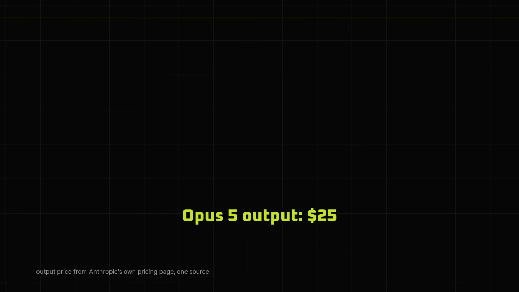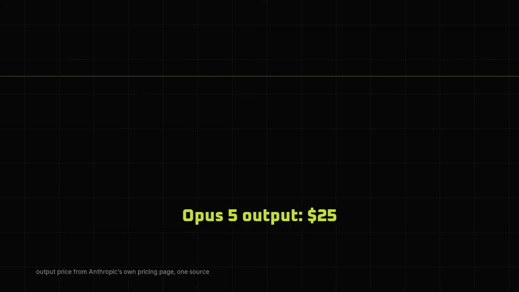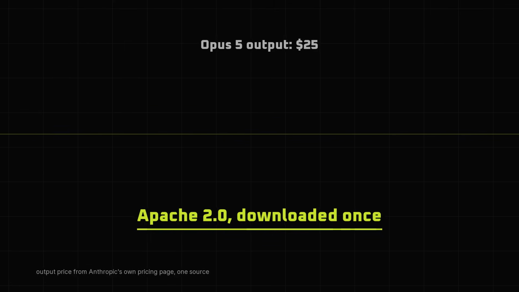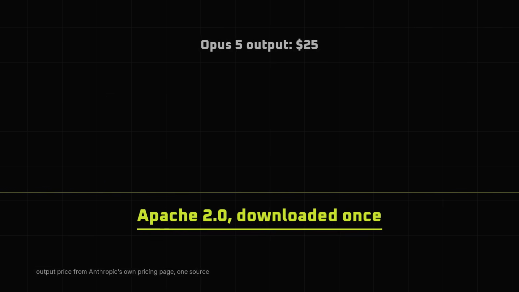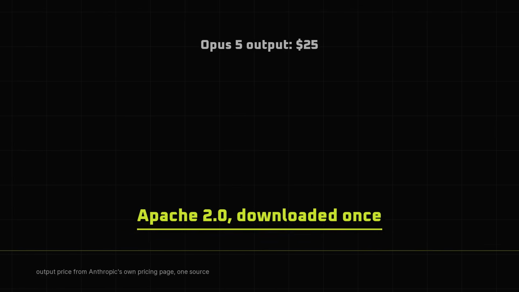Claude Opus 5 bills you $25 for every million output tokens it writes. What replaces it is a 27 billion parameter model you download once and own under Apache 2.0. Free is a word about the license, not about the bill. The card that runs it is about $1,600.